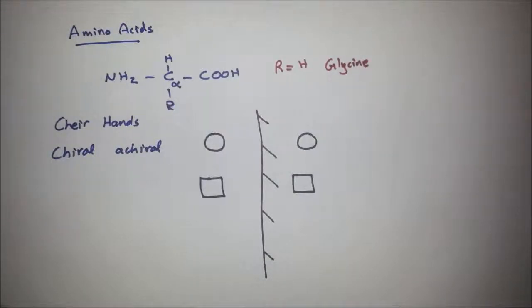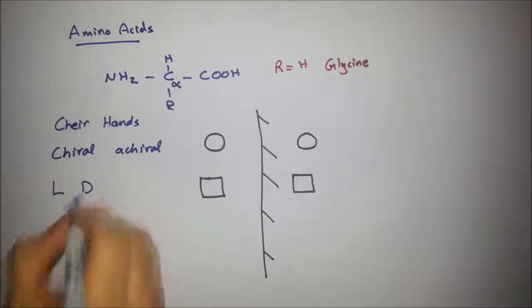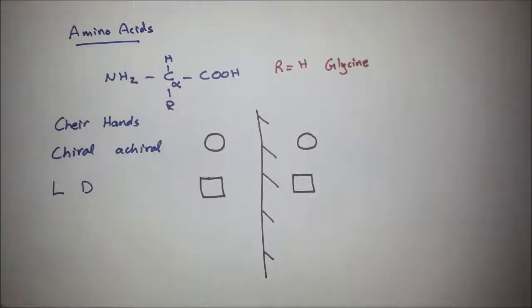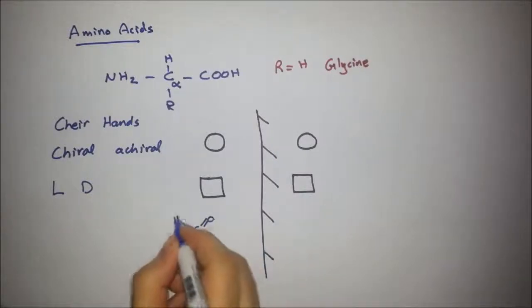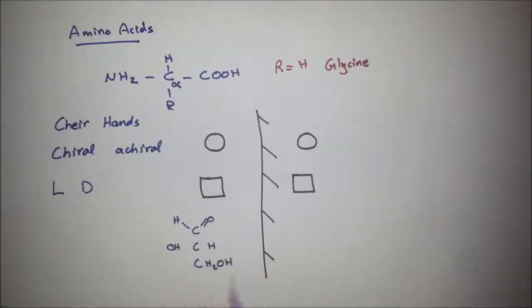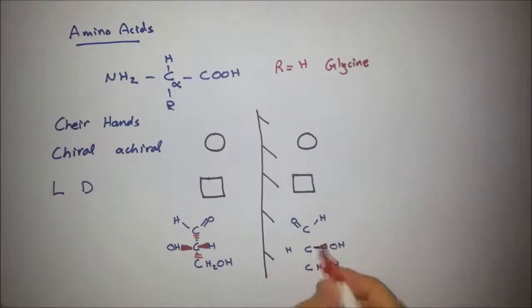Now you should be introduced to the terms levorotatory and dextrorotatory, which come from the Latin words meaning left and right. Deciding whether an amino acid is levo or dextro is based on the similarity between the amino acid and L-glyceraldehyde, which is denoted levorotatory because the hydroxyl group is found on the left-hand side. L-glyceraldehyde has a non-superimposable image, which is of course D-glyceraldehyde.